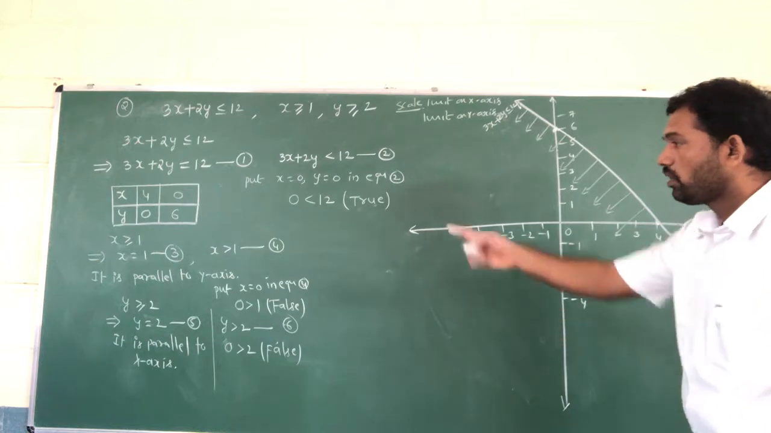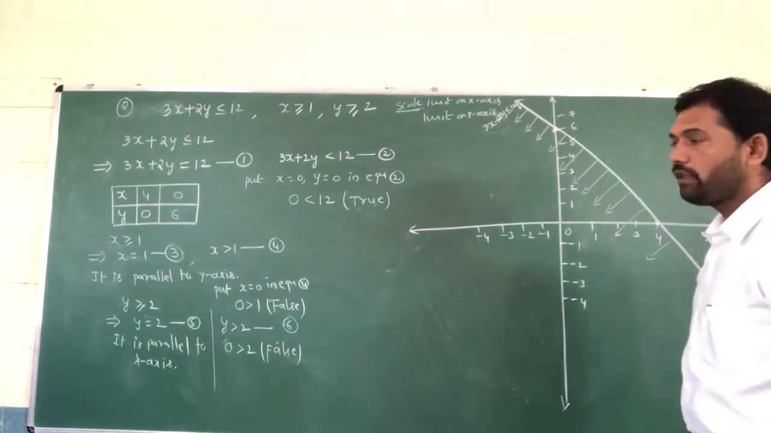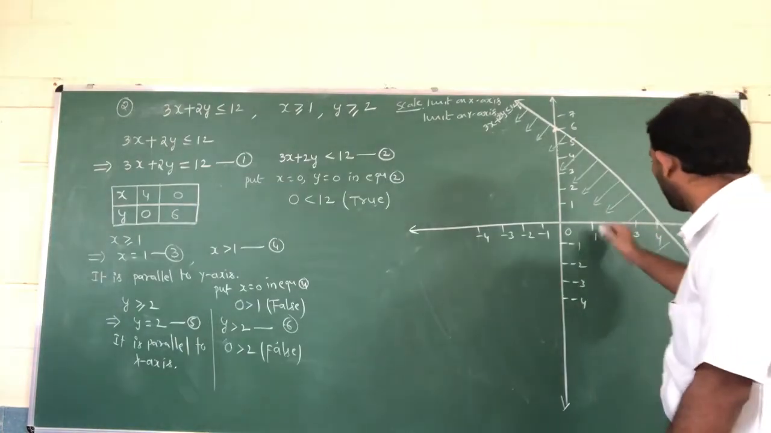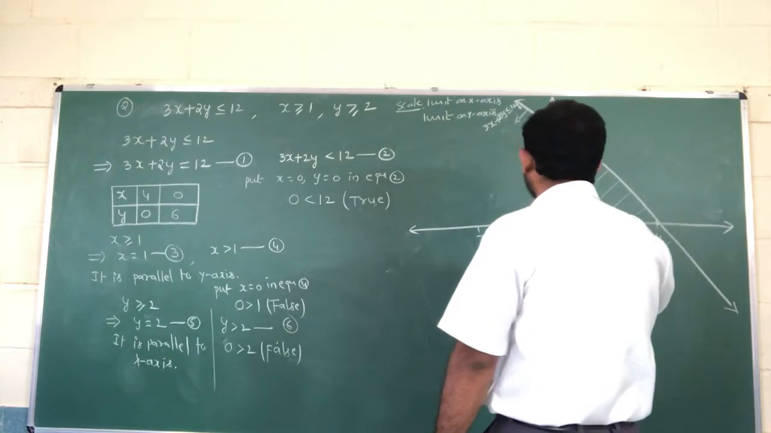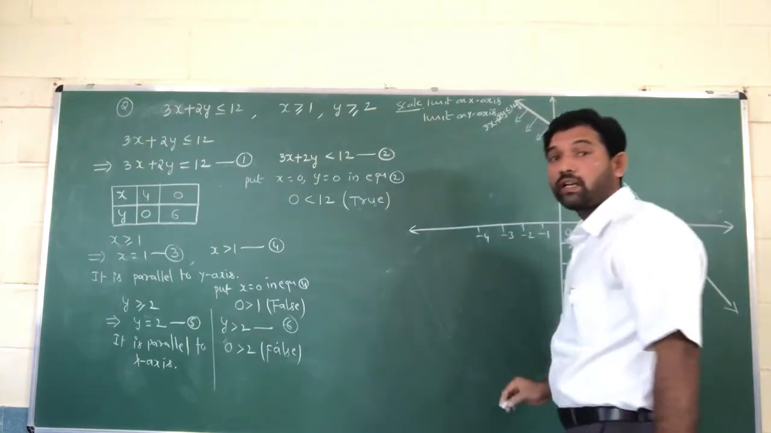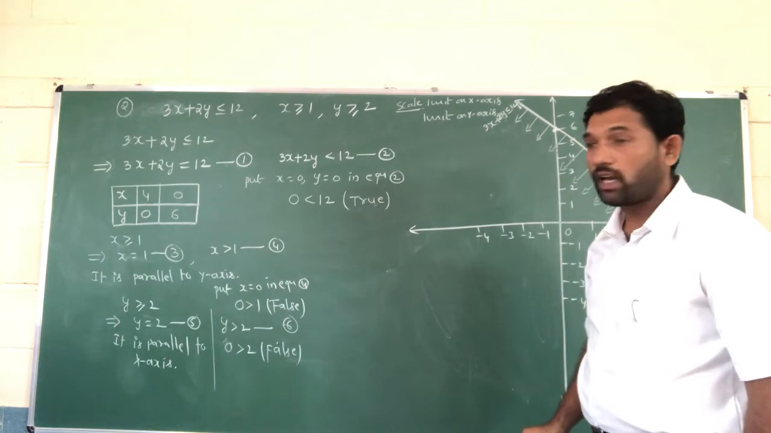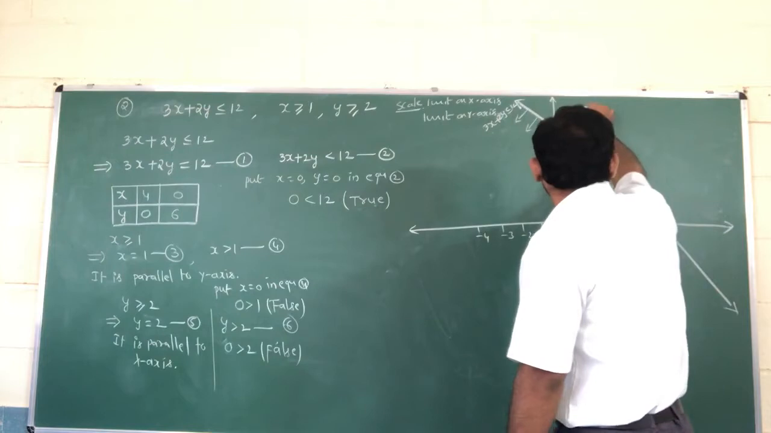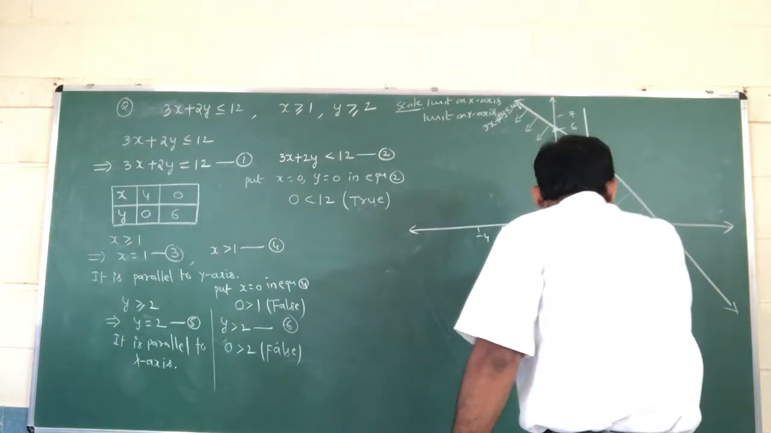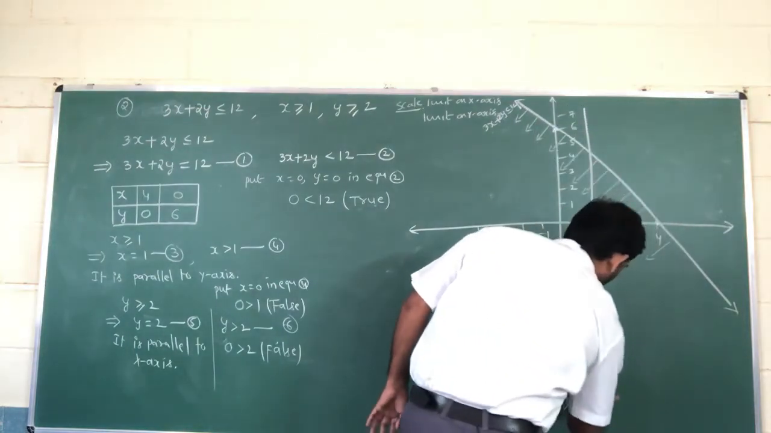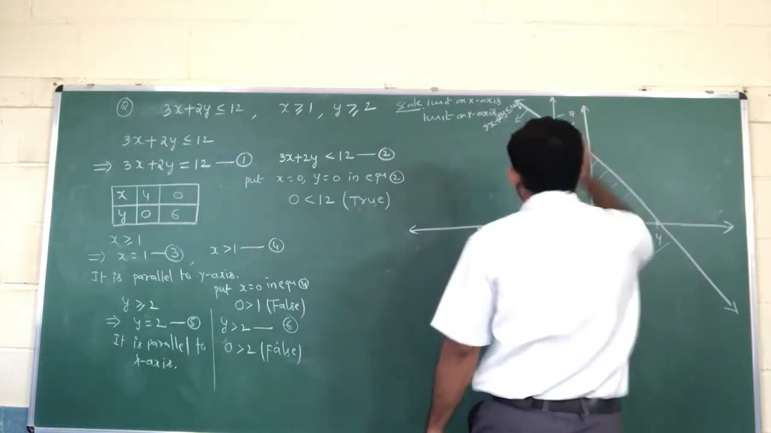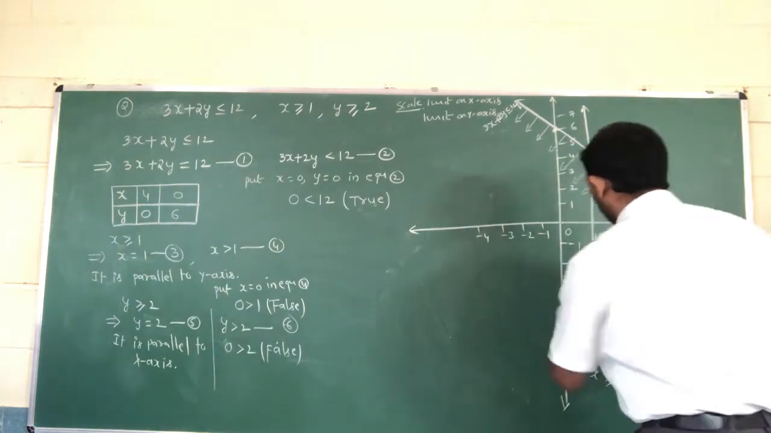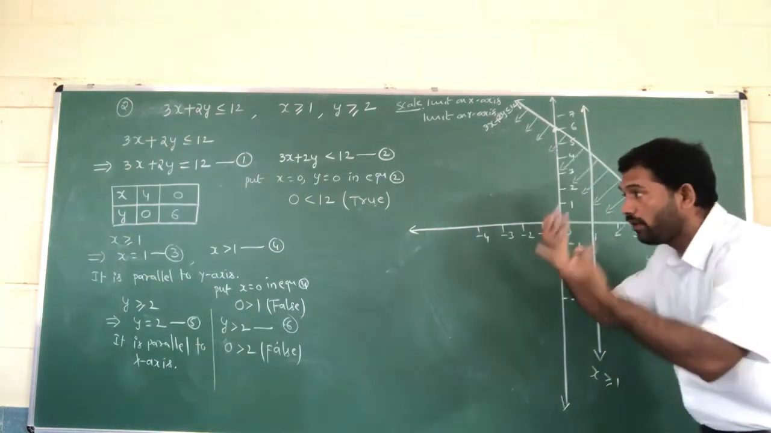Understand? After that, go for the third and fourth equations. Third equation: x is equal to 1. x is equal to 1 means here. This line is parallel to the y-axis. Is it a dark line or a dotted line? Here greater than or equal is there, so you take a dark line. x greater than or equal to 1. Then where do we have to shade? This side one solution is there, and this side another solution is there.